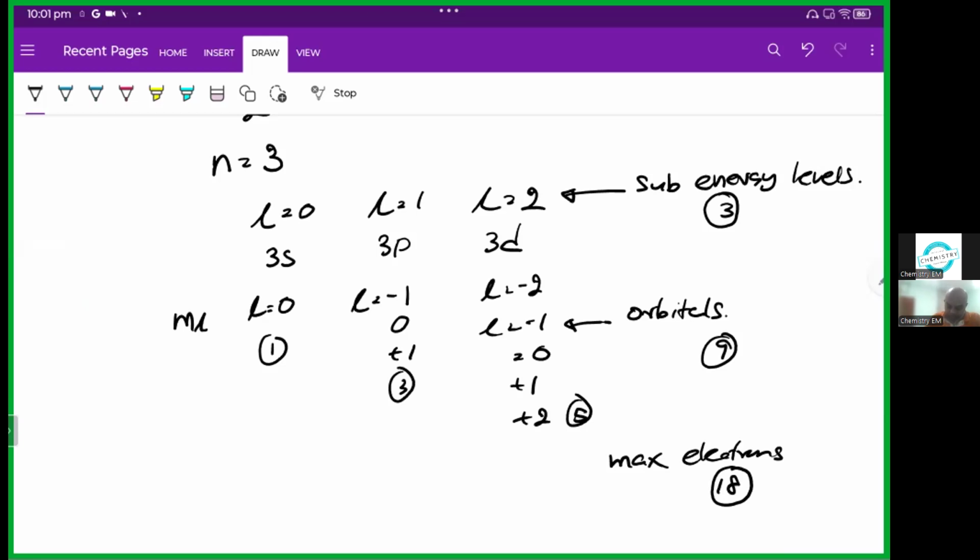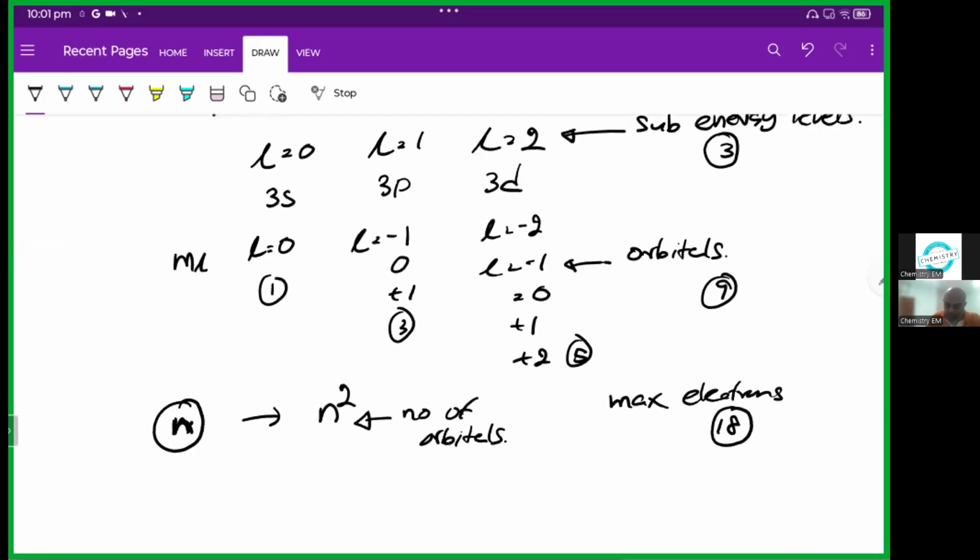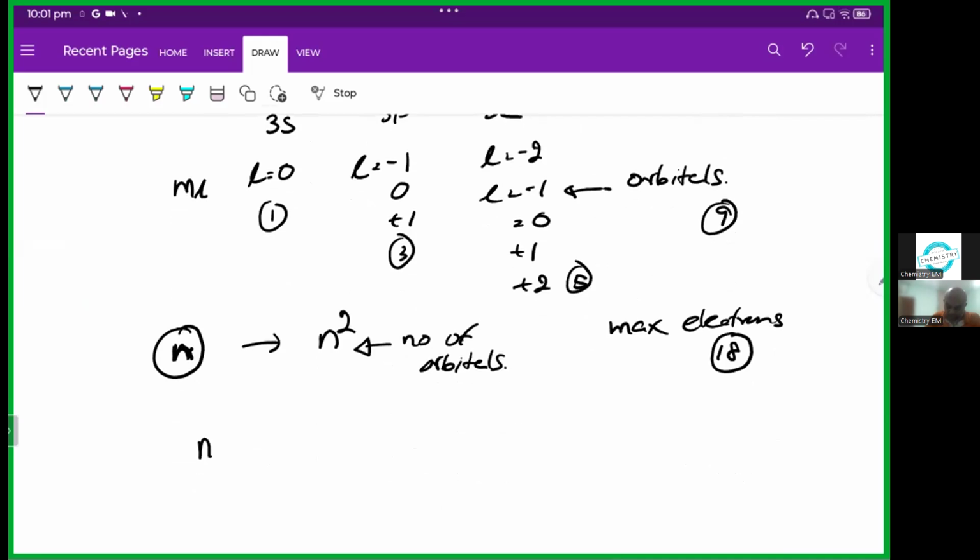If the main energy level is n, number of orbitals is n squared. For an example, if n is equal to 4, number of orbitals is 4 squared, that is equal to 16. So there are 16 orbitals in the fourth main energy level.